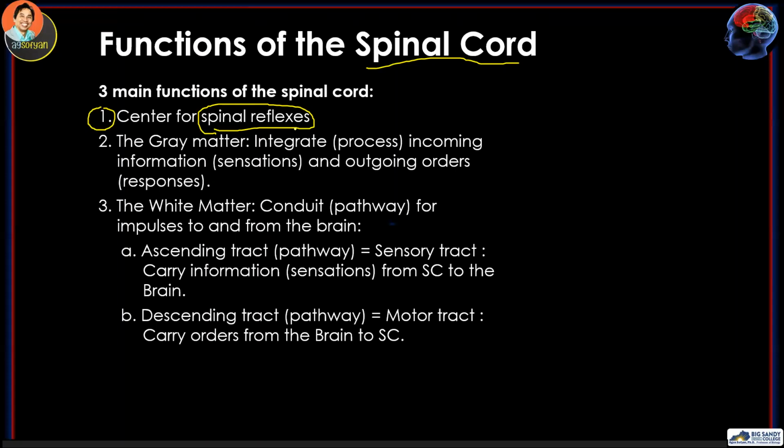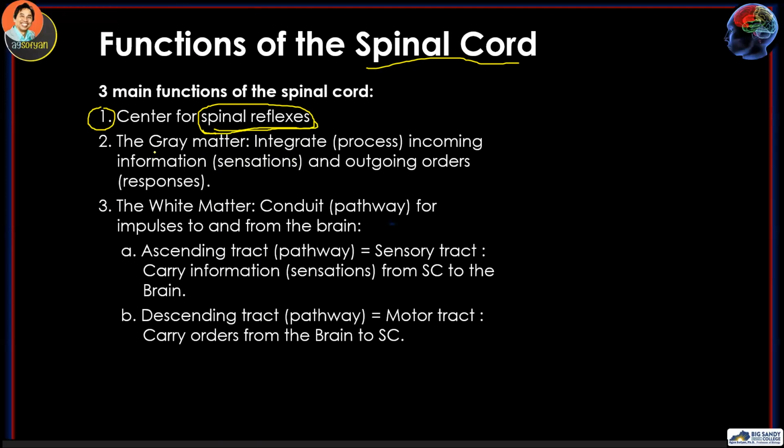So if you see that reflex, there is no connection to the brain at all. Right? So that's what we call the reflex. Very fast action, and the process is mostly done by this spinal cord. So the spinal cord is the center for reflexes.